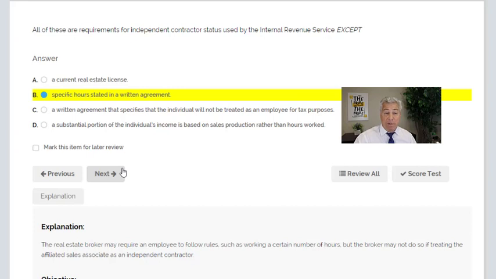We're still supervised by our brokers, but it does put limitations on how they can supervise us and what they can ask us to do.